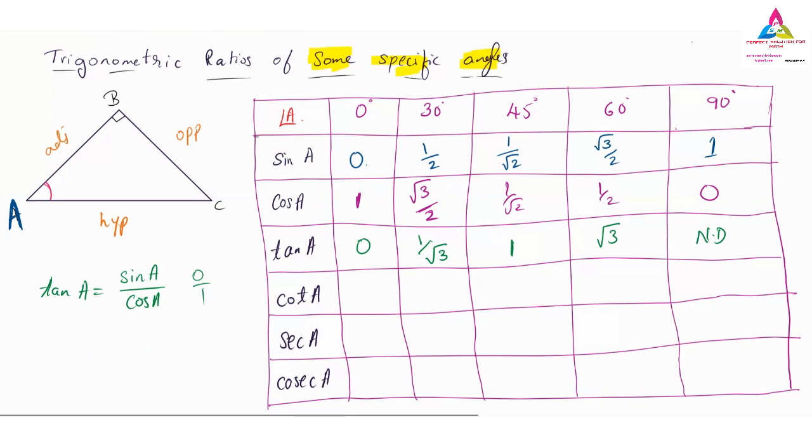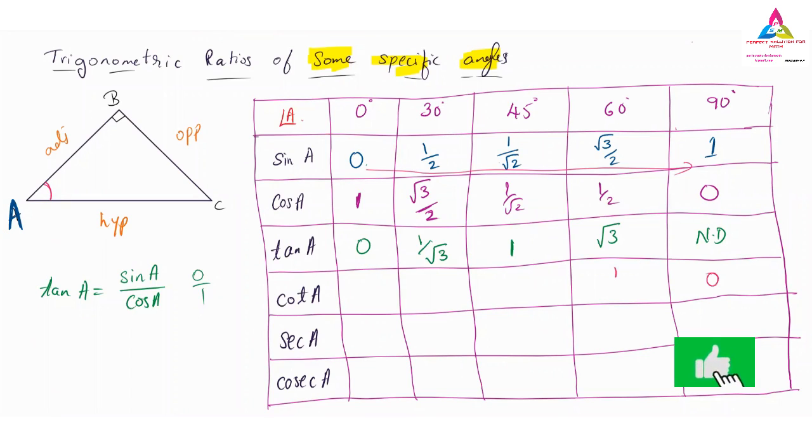What is the magic? Isha already knows this magic. What is the magic, Isha? Because you have learned this. Okay, she is not answering. It is nothing but sin A, where we went this way, and cosecant A, where we came back. Now we have to apply the same rule. Tan A, we are going forward. Cot A, we have to come backward. So 0 backward will come here. 1 by root 3 will come here. 1 will come here. Root 3 will come here. And last it is not defined.